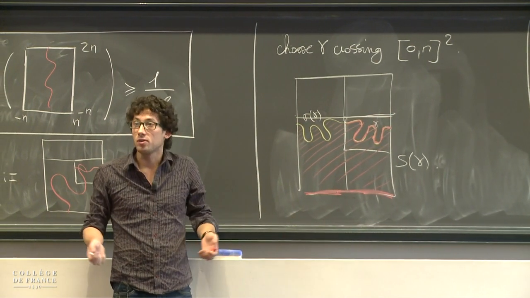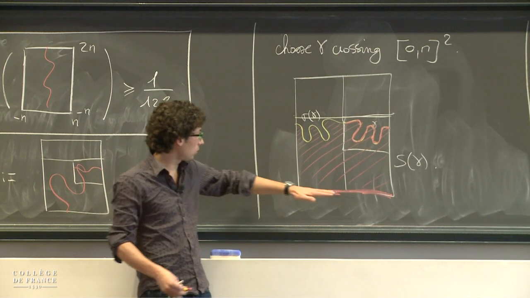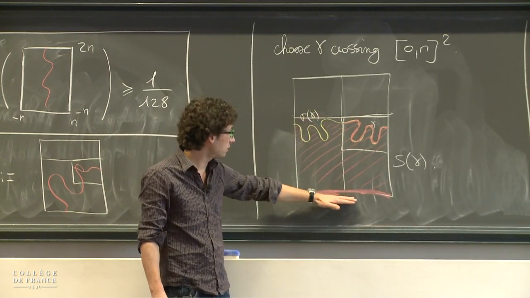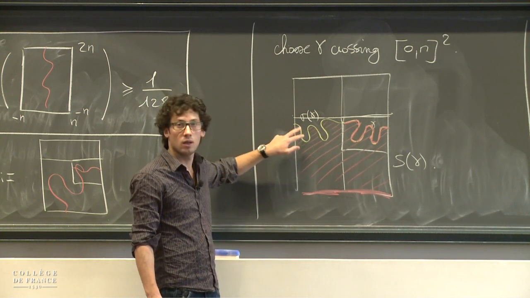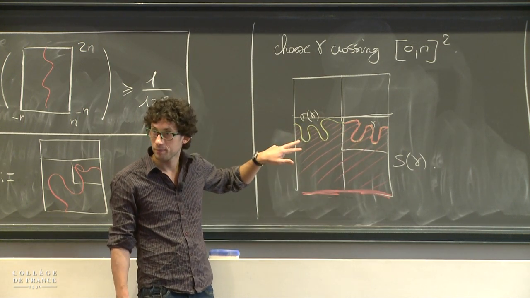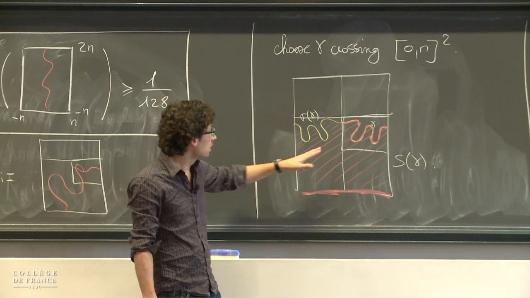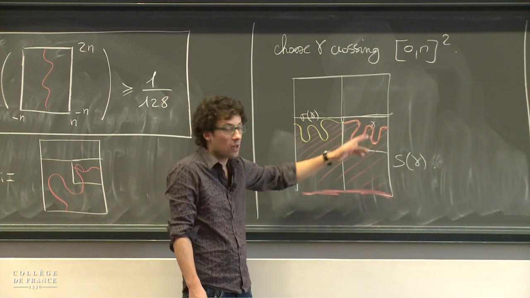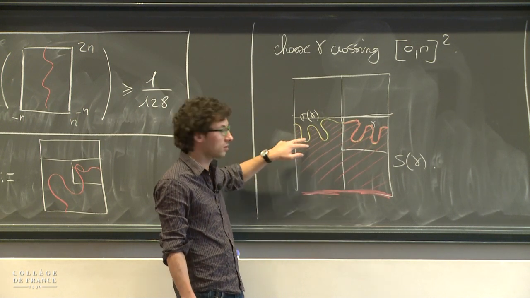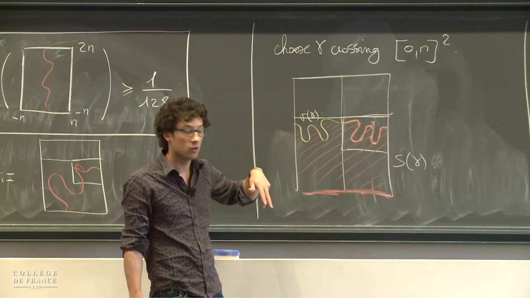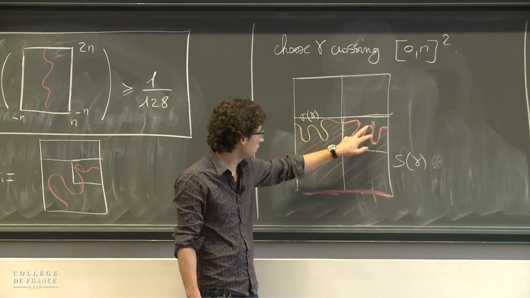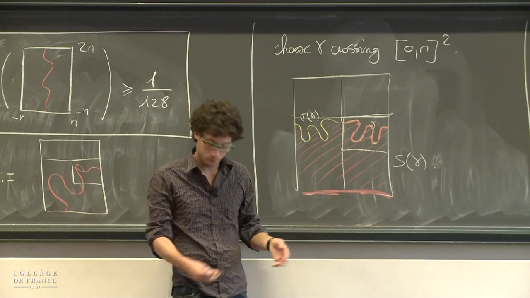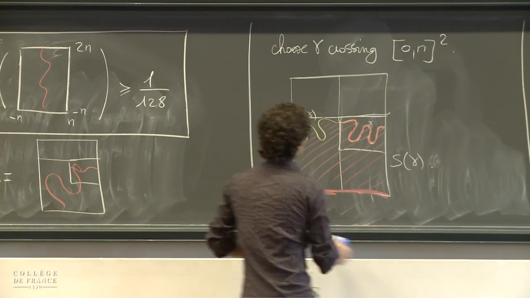But I am in a square box. So the probability that this is connected to this is 1/2. So the probability that this is connected to this is larger or equal to 1/2. But now the probability that this is connected to this part is the same as the probability that this is connected to this part just by symmetry. So the probability that this is connected to this is larger than 1/4. Okay? So now how do I finish that?